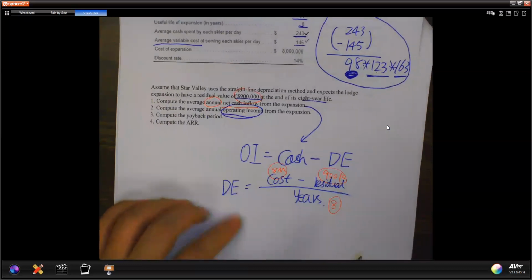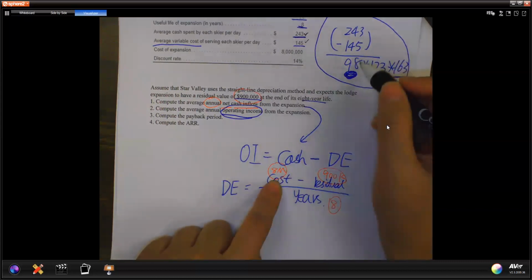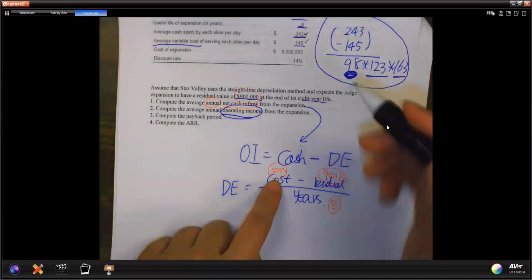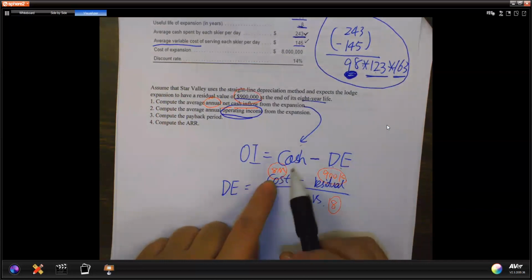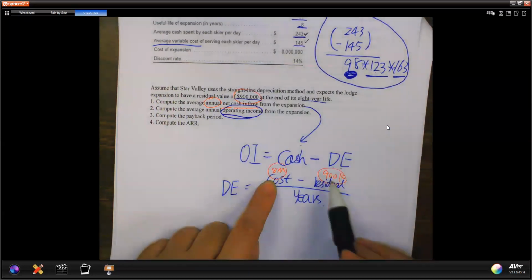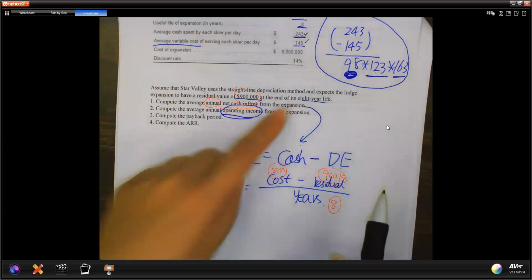And then how do we get our operating income? We said operating income is your cash adjusted for depreciation expense. So cash is that much money we will get. How do we get the depreciation expense? Depreciation expense is the cost, 8 million minus residual 900,000, divided by your years, which is 80 years. So you get your depreciation expense.